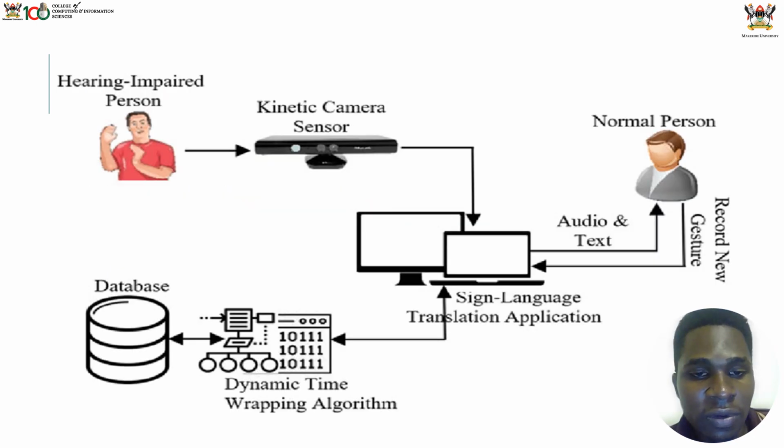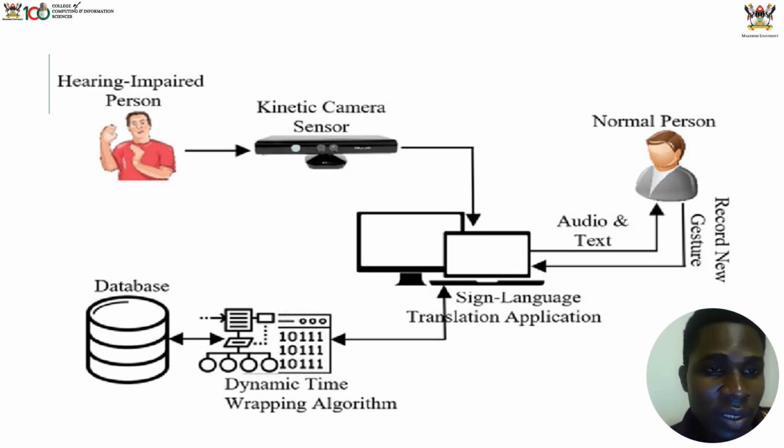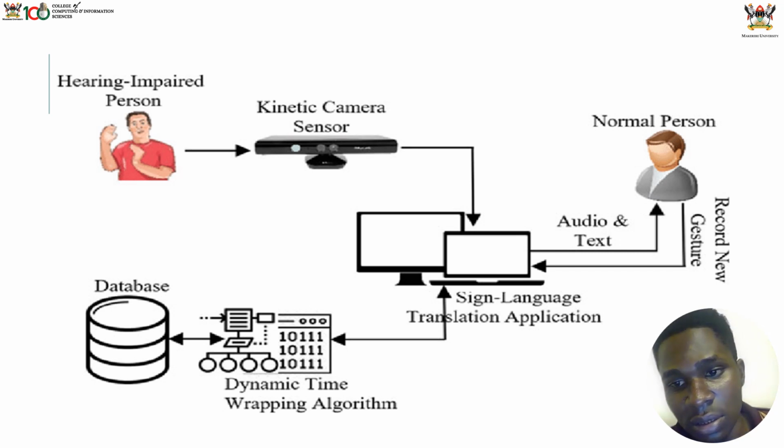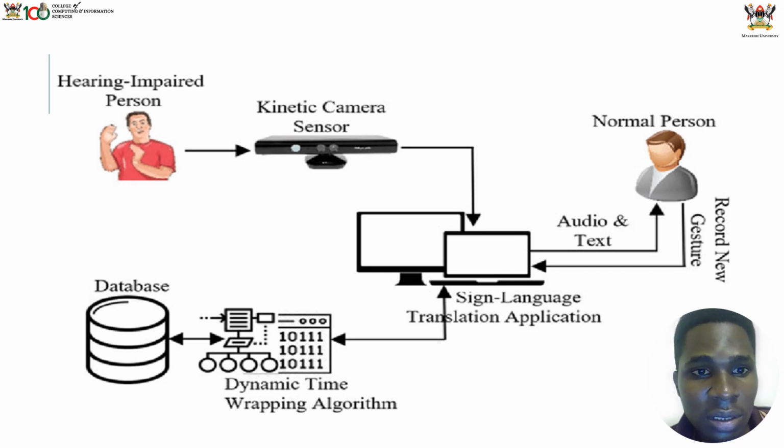Maybe the picture review of the project is this. So we have the hearing impaired person who cannot speak but can make signs for communication. This is the camera that can be used to capture the symbols made by the hearing impaired person, and then the symbol is captured and fed into the system.